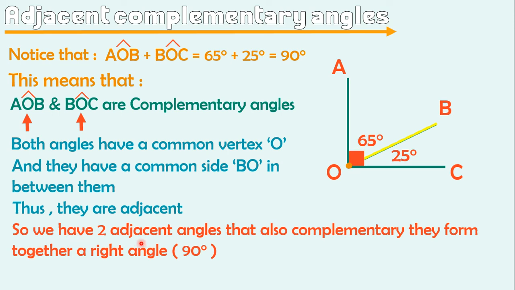So we have two adjacent angles that are also complementary. They form together a right angle. So whenever we see two adjacent complementary angles, they form together a right angle.